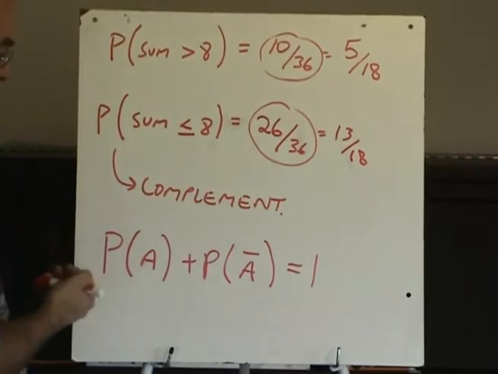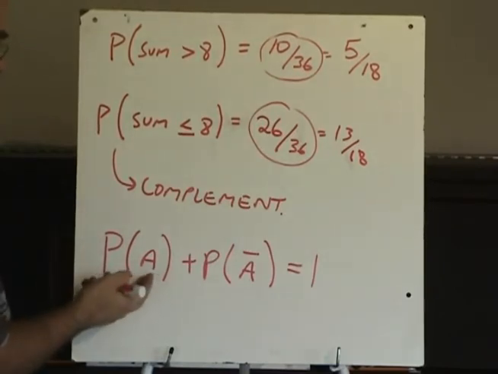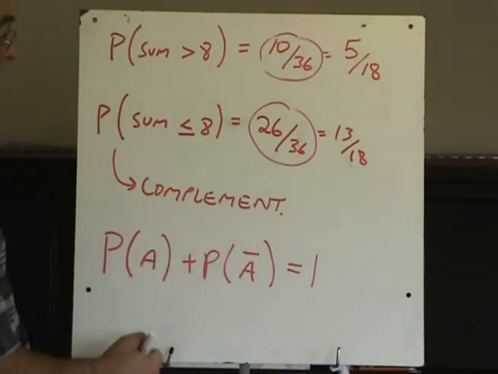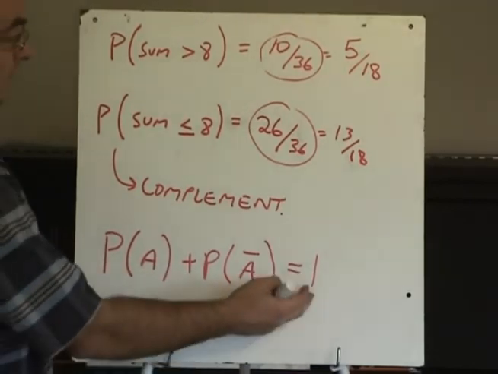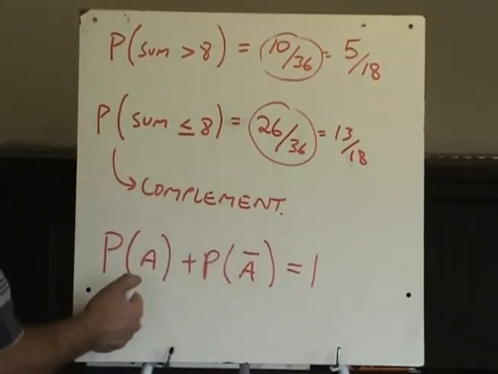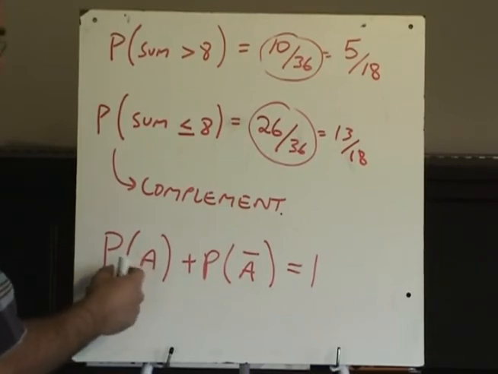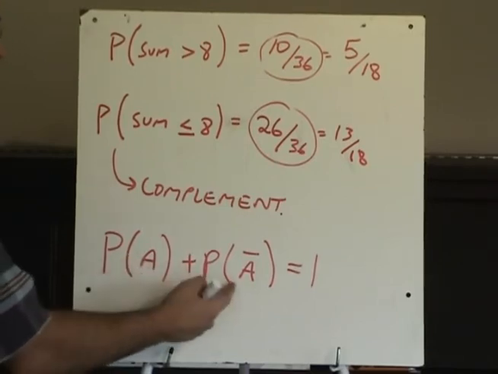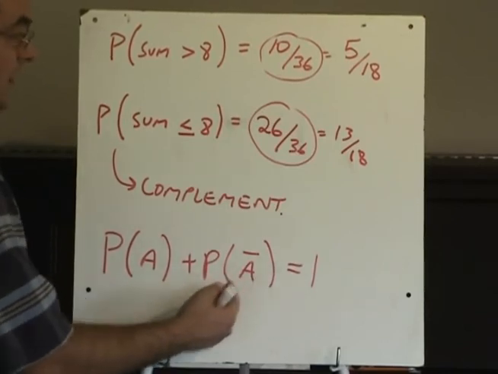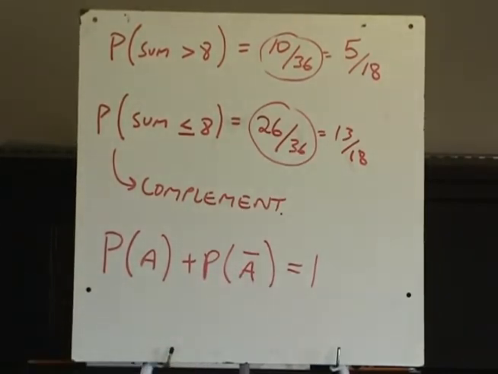Another example might be the probability that it rains today. So if event A was the probability that it rains today, it makes sense that the probability that it rains today plus the probability that it doesn't rain today will obviously be 1 or 100%. It's either going to rain or it's not going to rain. So if we were asked to find the probability of an event occurring, sometimes it's easier to find the probability that it doesn't occur and simply go 1 minus that probability. Let me show you how that would work.